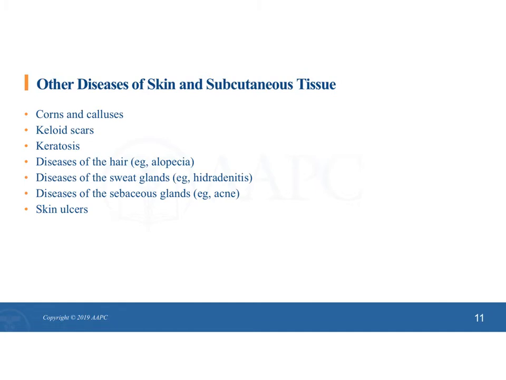Other disorders of the skin include corns, calluses, keloid scars, keratosis, diseases of the hair, such as alopecia, diseases of the sweat glands, such as hidradenitis, and diseases of the sebaceous glands, such as acne and skin ulcers.